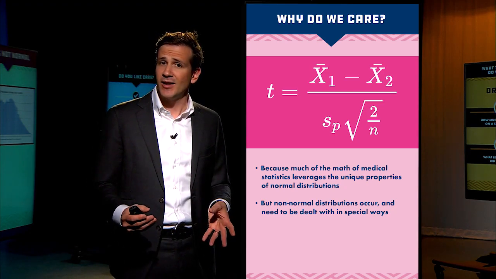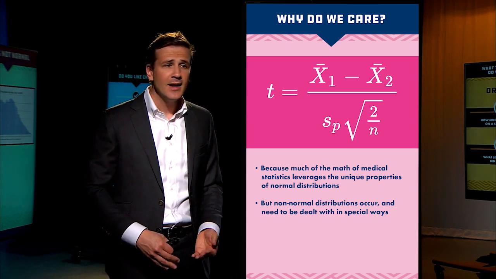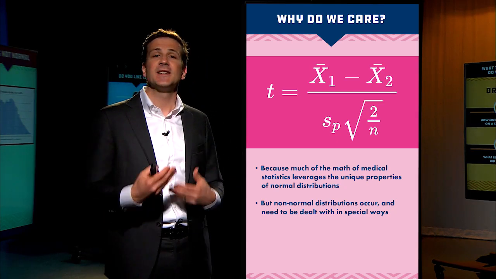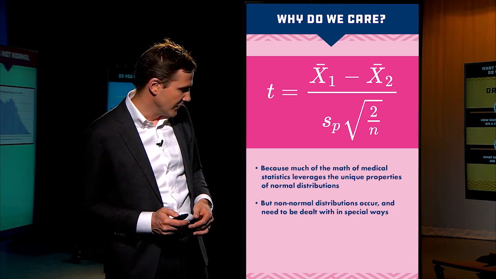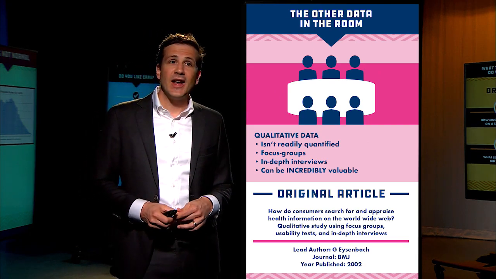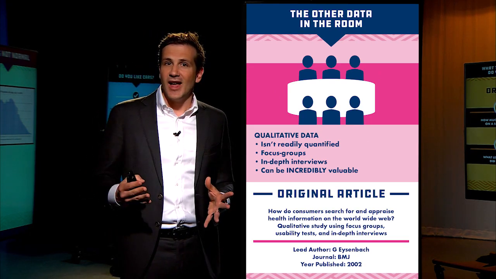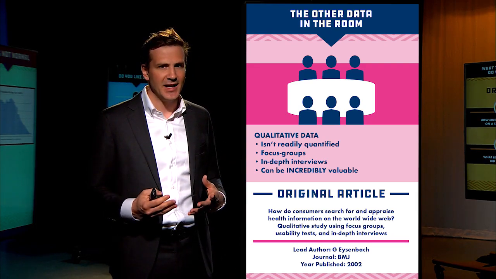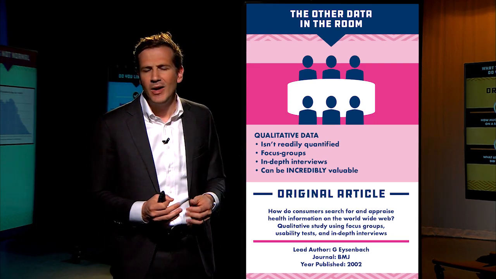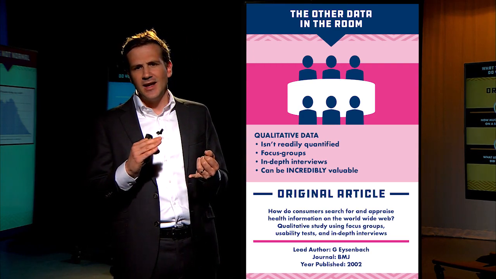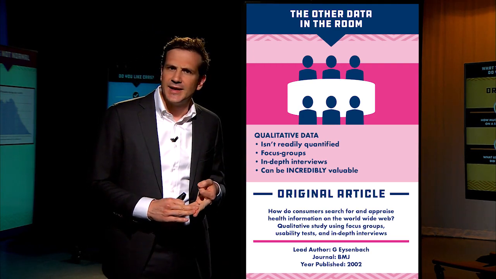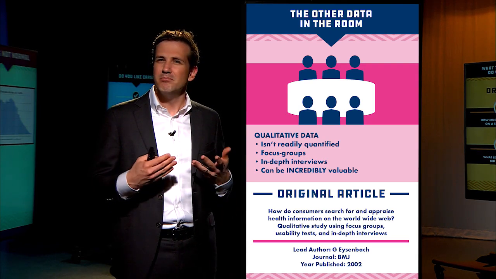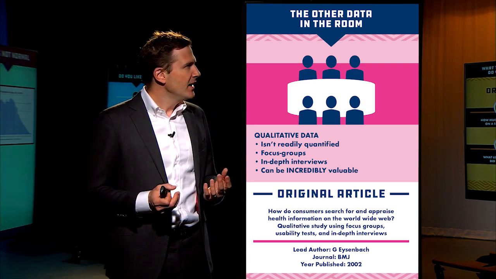So when your data does have that nice bell-shaped curve, you just plug it into the existing equations and everything works beautifully. When it doesn't, you need a special new set of equations. Now there is another set of data that I didn't really get to talk about here, and that's what we call qualitative data. So everything I've been referring to now, the categories, the continuous data, the ordinal data, the normal data, the non-normal data, that's all quantifiable. I can measure it to some extent, right?